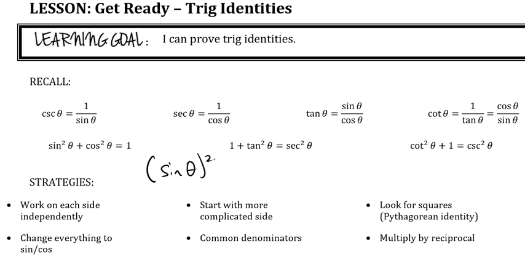Okay, and there's a couple other different versions of that. 1 plus tan squared theta is secant squared theta, and cotangent squared theta plus 1 equals cosecant squared theta. Don't see those quite as much in a lot of ways, I would say, but they do come up here and there.